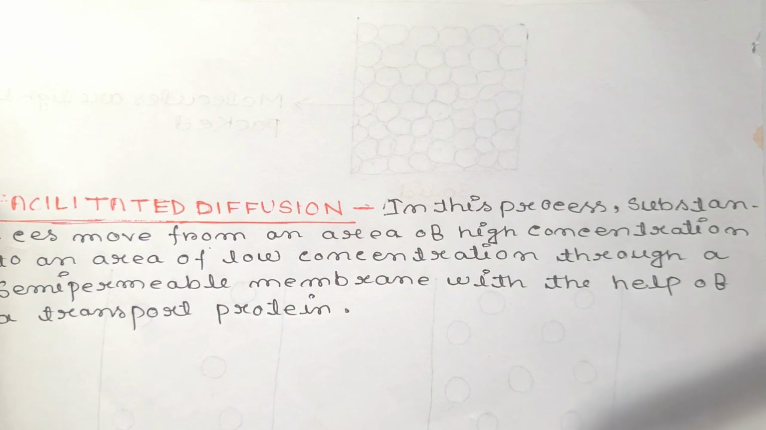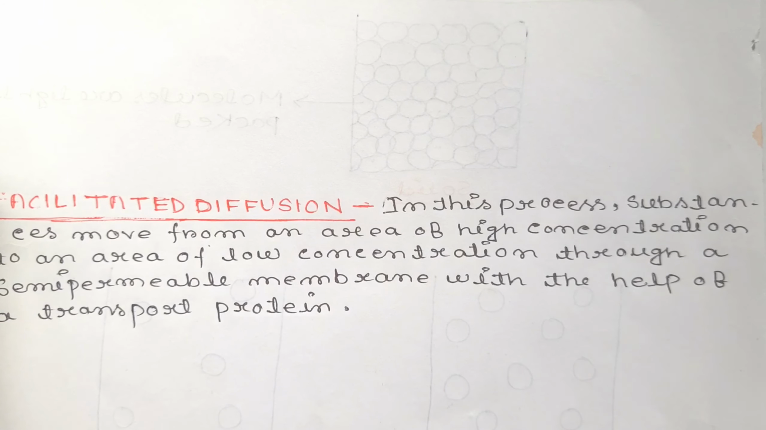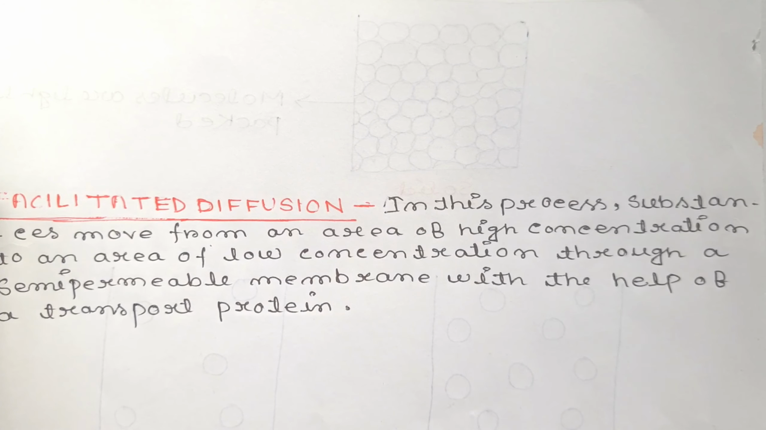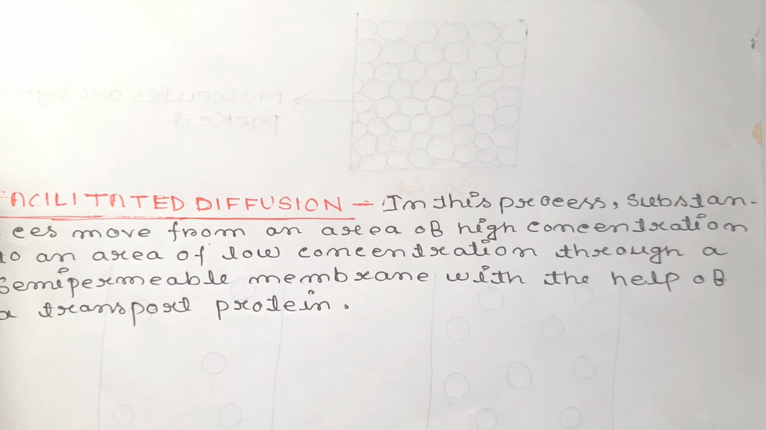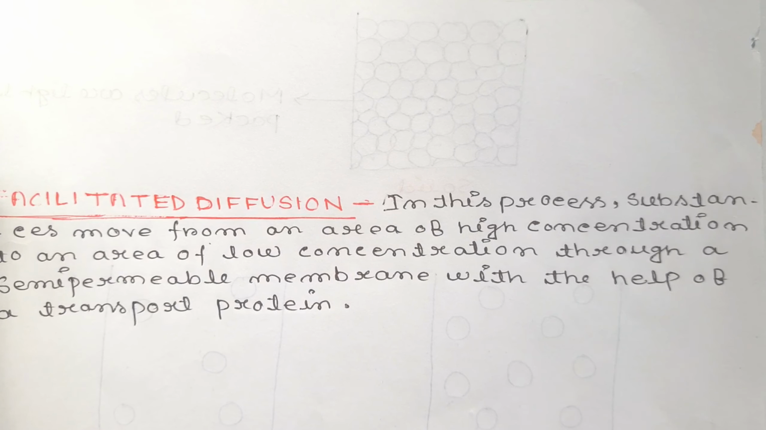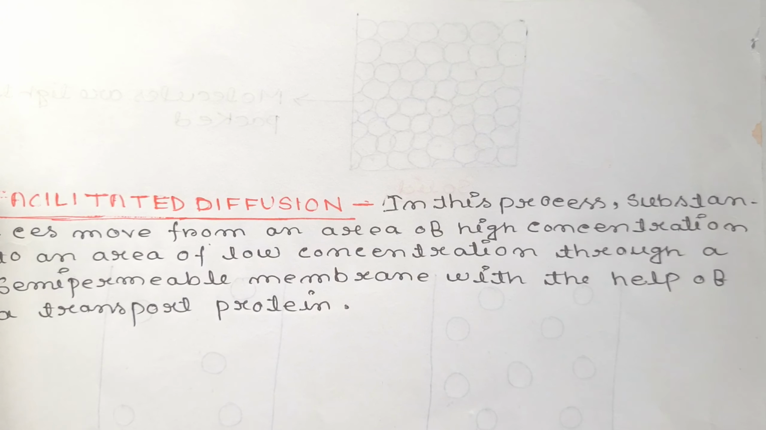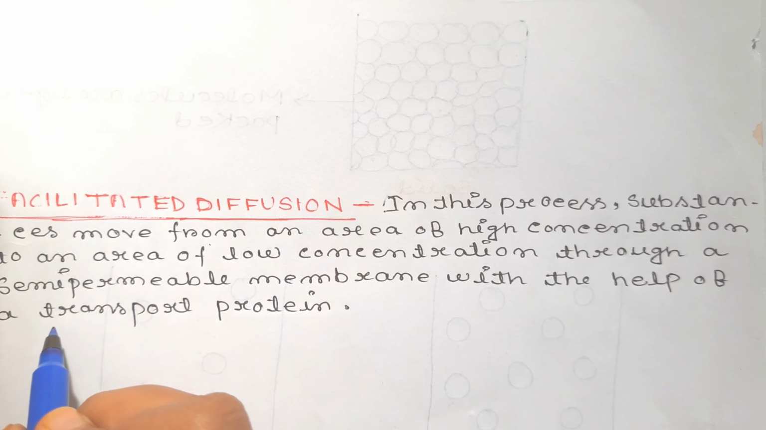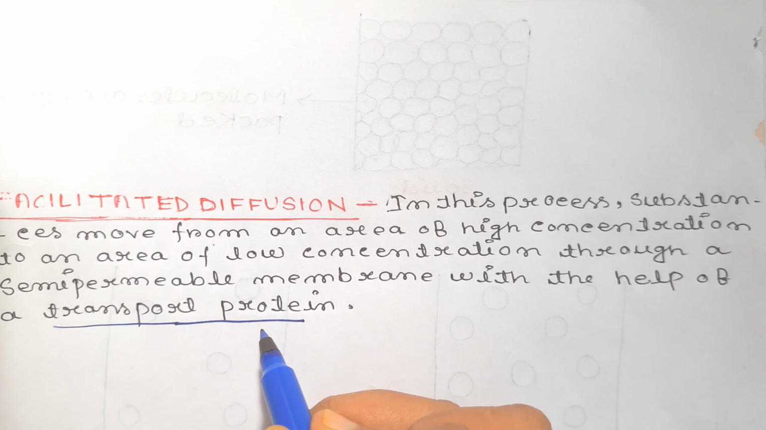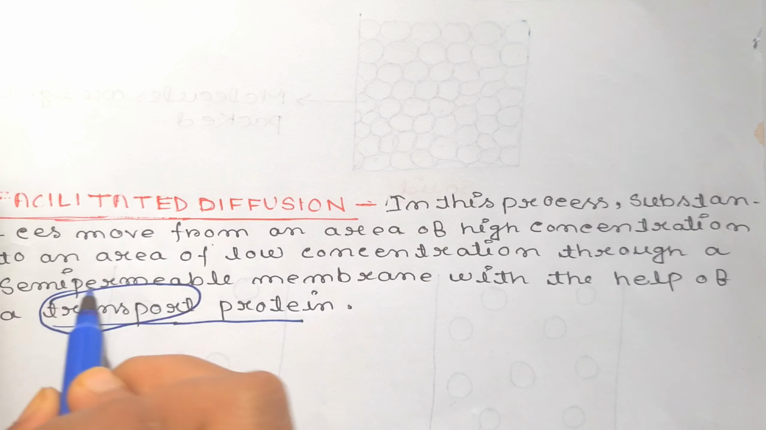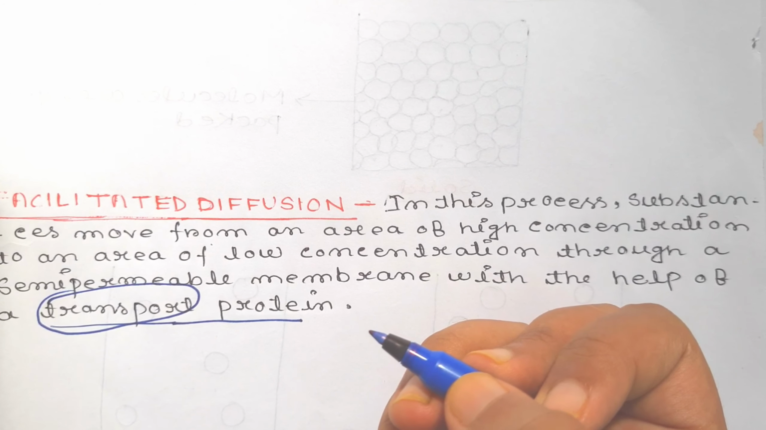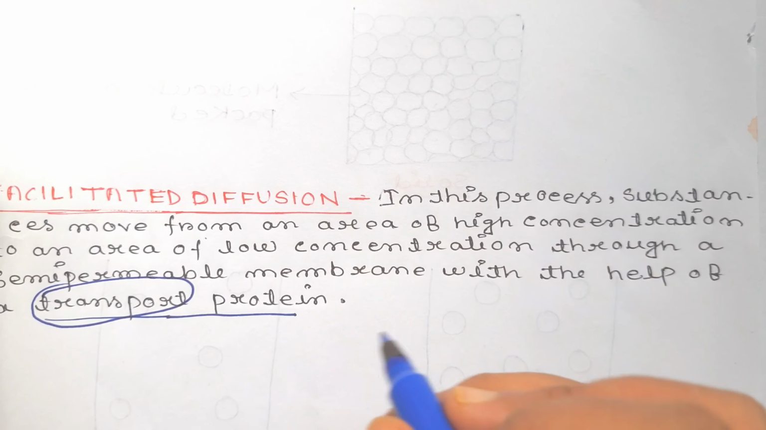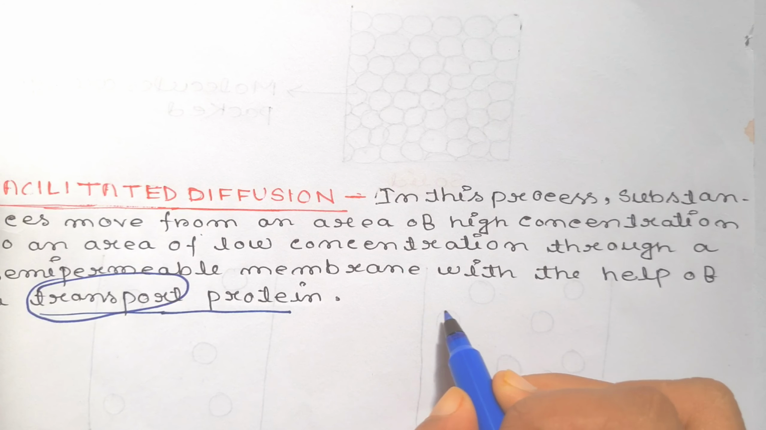Now we will discuss facilitated diffusion. In this process, substances also move from an area of high concentration to an area of low concentration through a semi-permeable membrane. Remember, the semi-permeable membrane is also present here, with the help of a transport protein. That is something different present here. Okay, transport protein. What are transport proteins? The name itself implies that it is obviously some protein which helps in transport, that means which helps in movement.